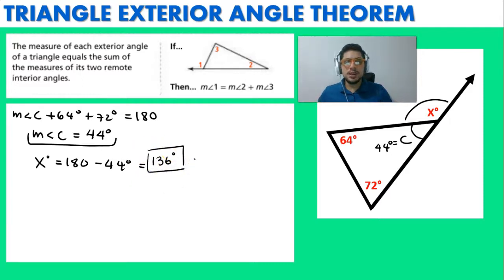So as you can see, we can either use the triangle exterior angle theorem, which is the most efficient way of doing this problem, or if you don't remember that, you can first use the triangle interior angle theorem and then use the supplementary angle outside to find the answer.